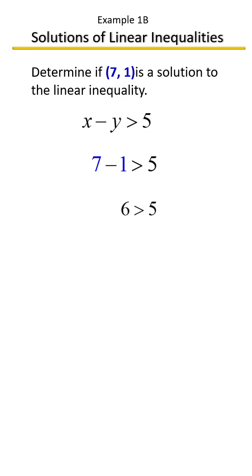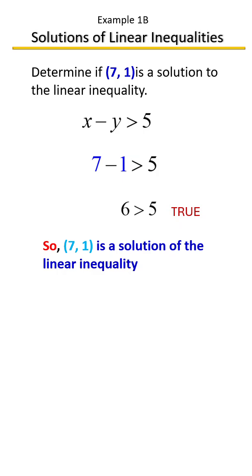When you get it to where you have one number on one side, one on the other, you read the statement. 6 is greater than 5. That is true. And because that is true, that means that yes, the ordered pair (7, 1) is a solution to this linear inequality.